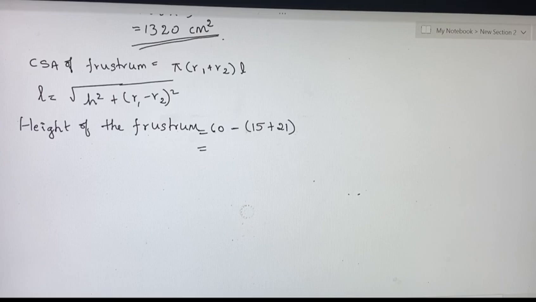Okay. So if we add these two, the height of the cone and the height of the hemisphere, and subtract it from the total height, we'll get the height of the frustum. That is nothing but 24 centimeter. Now we know the h value. So if we know the h value, we can find the L, the length of the frustum.